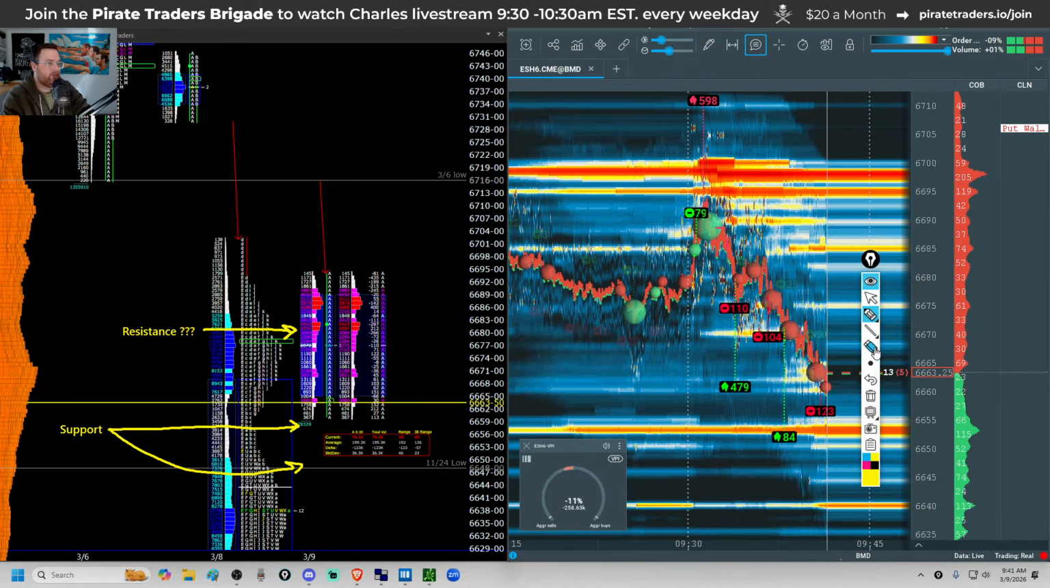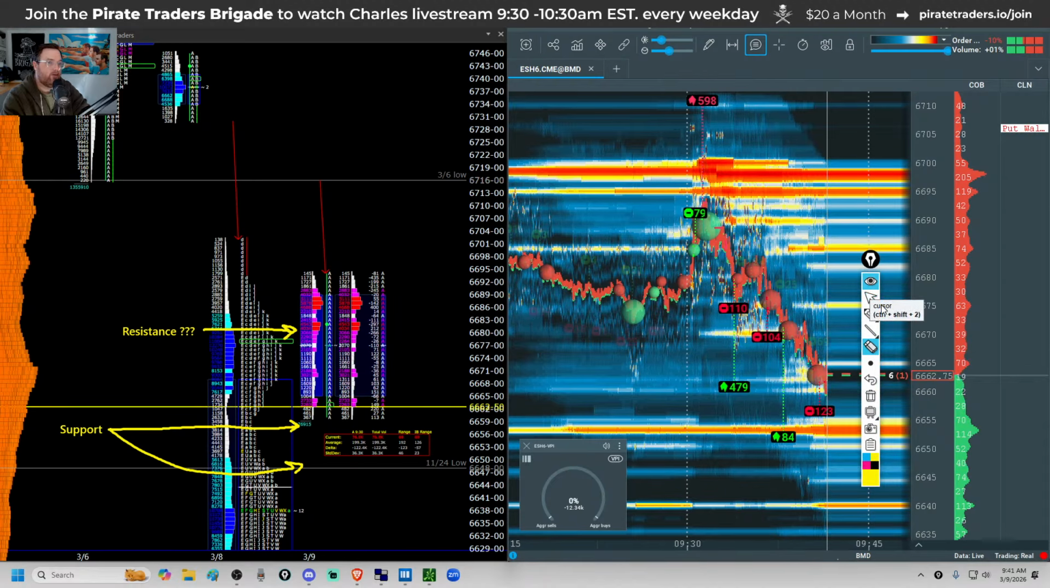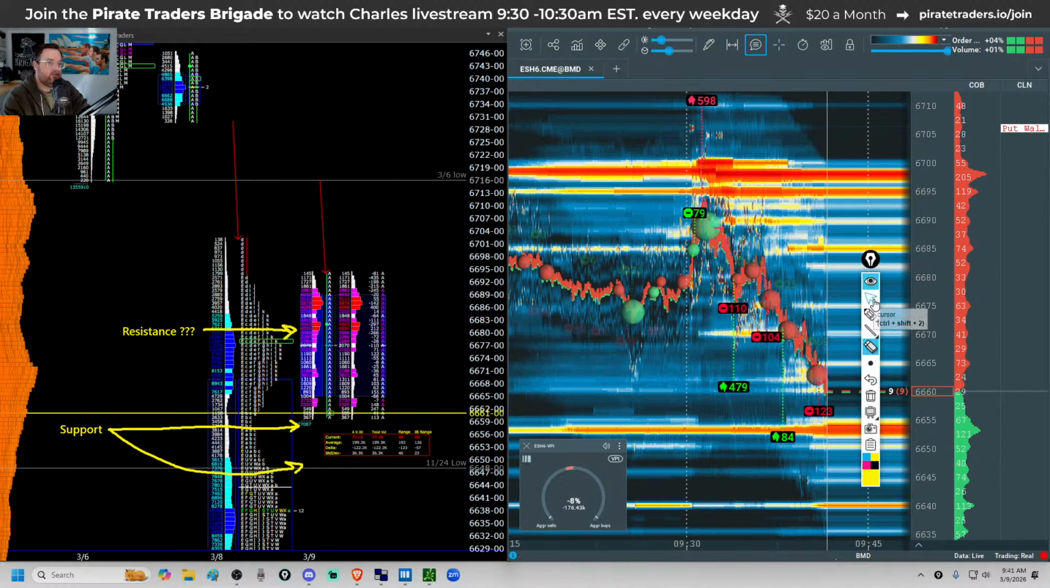Okay, moment of truth here. We're looking for a bounce right around 59. Again, to come back to that opening price and look for resistance there.